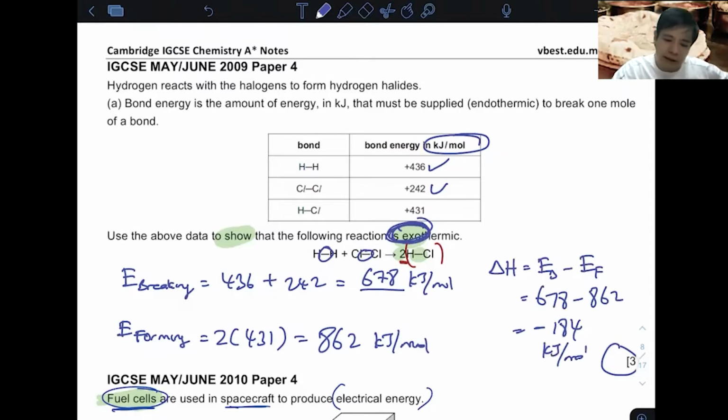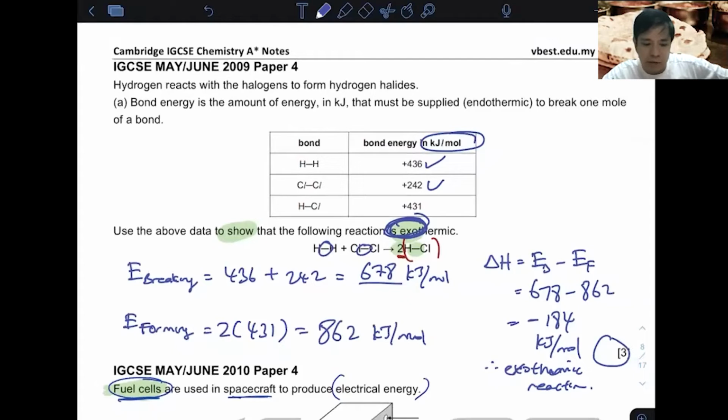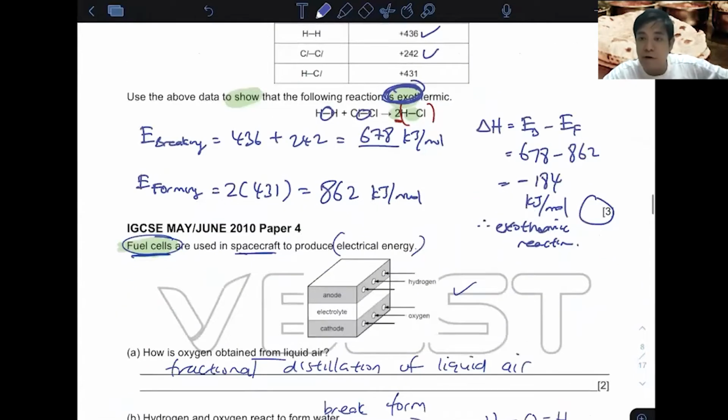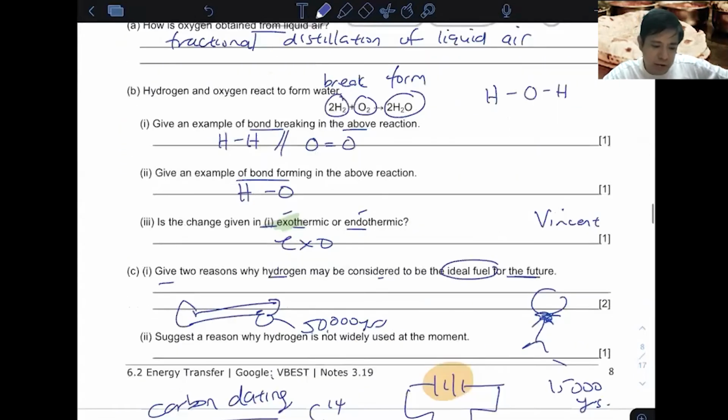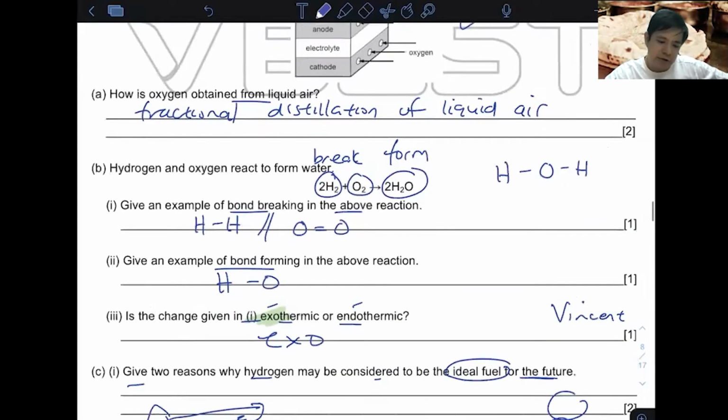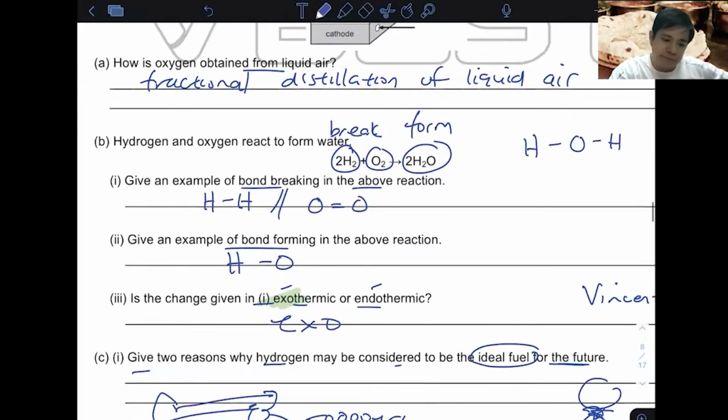Okay, so then therefore it is an exothermic reaction. Okay, so I'm sure you can do this in the exam. It's not too difficult. There's this theory stuff. Oh, another thing is this kind of question. This kind of question, yes.